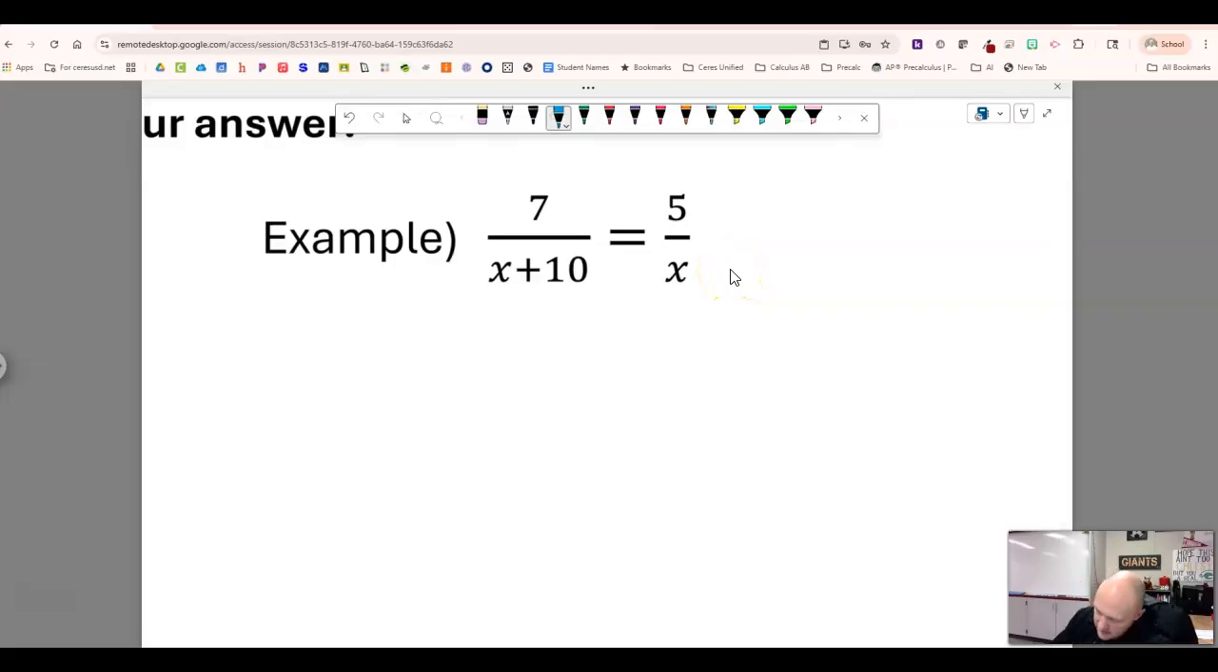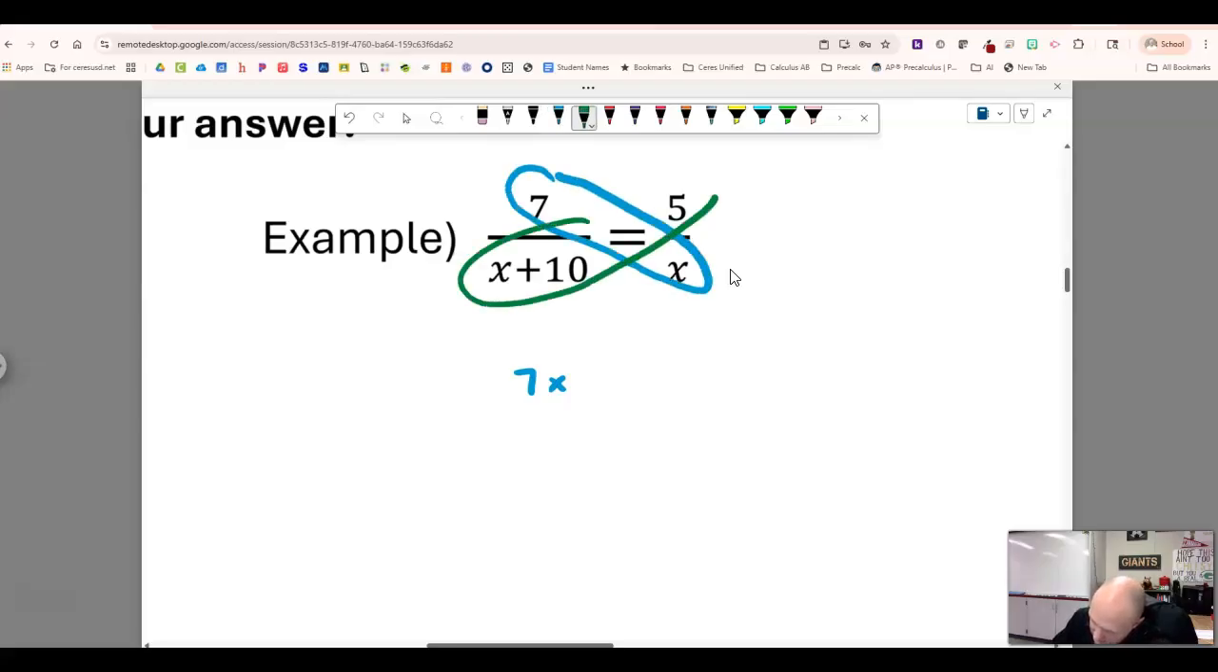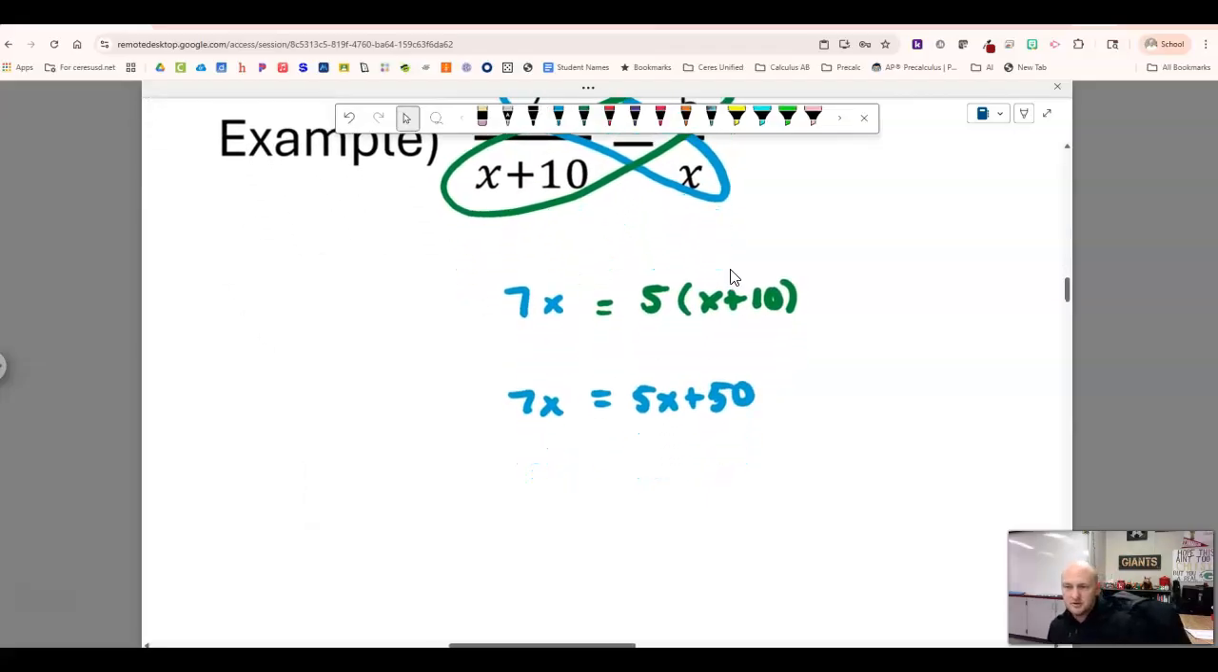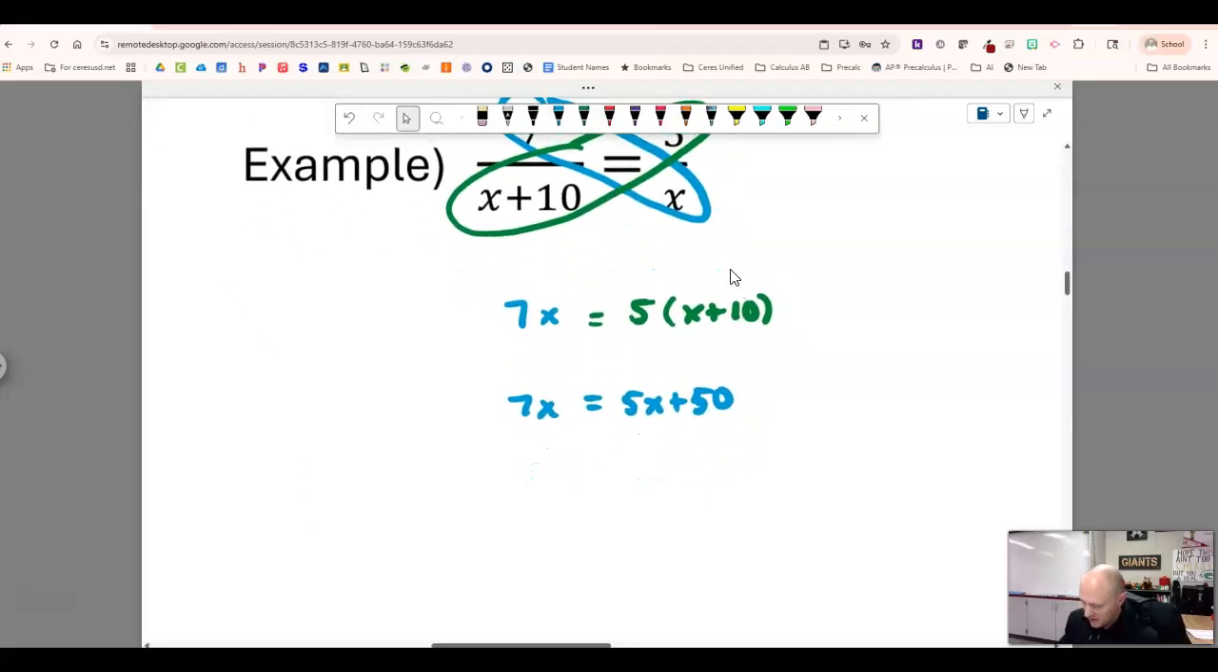Let's go ahead and cross multiply. I get 7 times x, and I get 5 times x plus 10. And so what I get is 7x is equal to 5x plus 50. Do not forget to distribute. That's the biggest error that people make.